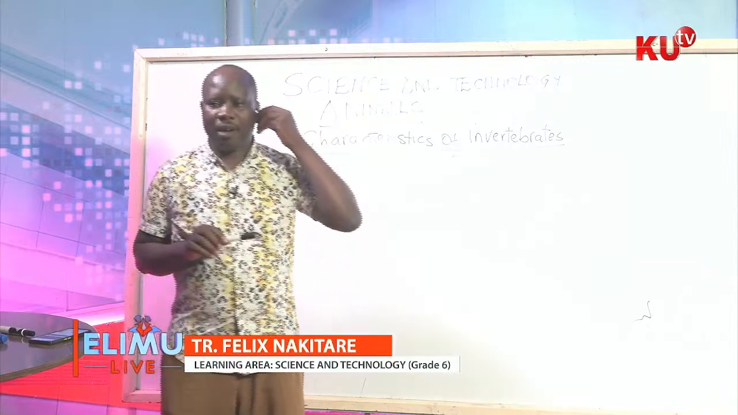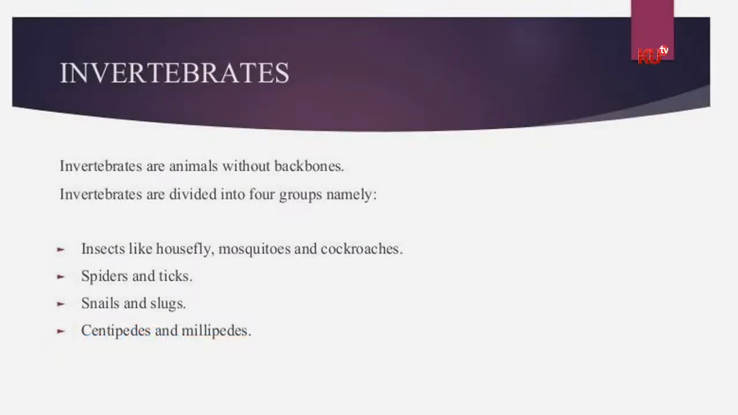And we said backbones are among the bones found in our body, and backbones help our body to be strong. Backbone is what makes me stand upright. So there are those animals without backbones. And this means these animals cannot stand upright because they do not have that backbone. These animals without backbones are the ones which are referred to as invertebrates.